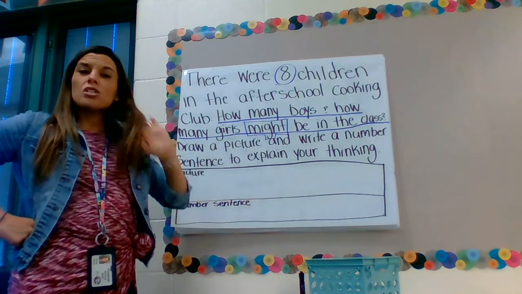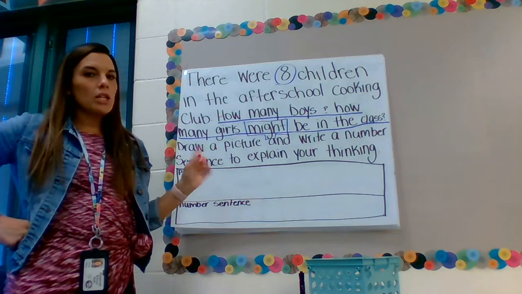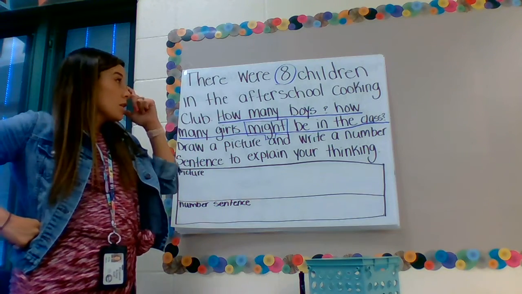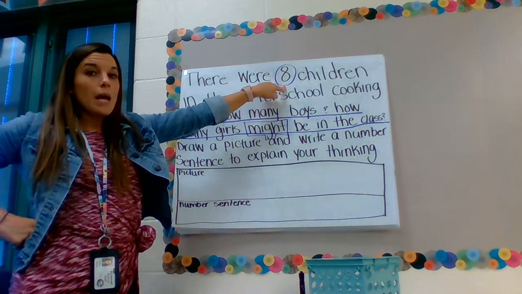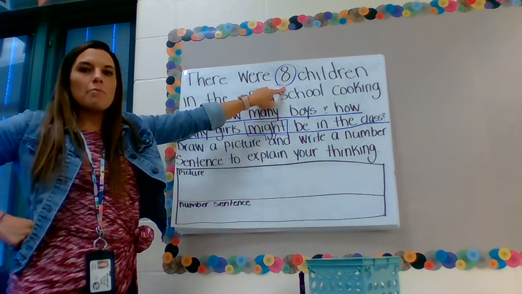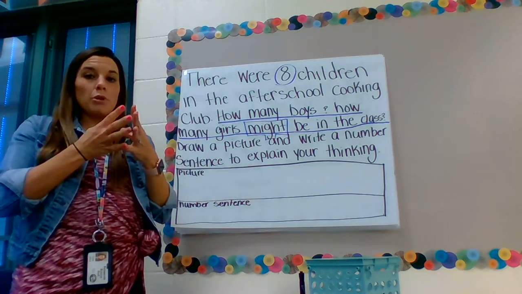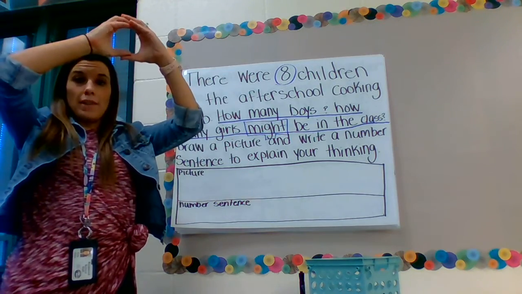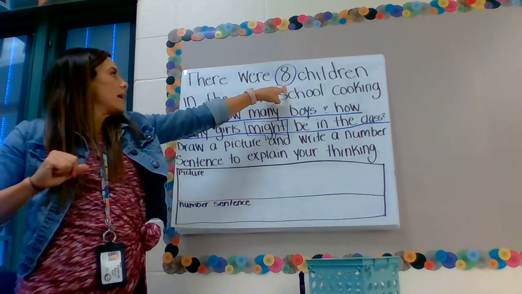So remember, story problems have a lot of words in them. We don't need to know every single detail. We just need to know the most important ones. So the first thing I circled was the number 8. This is pretty important because this tells us how many kids all together. If you were thinking number bond, that number 8 would go in that top circle because it's the total number. How many all together? 8.